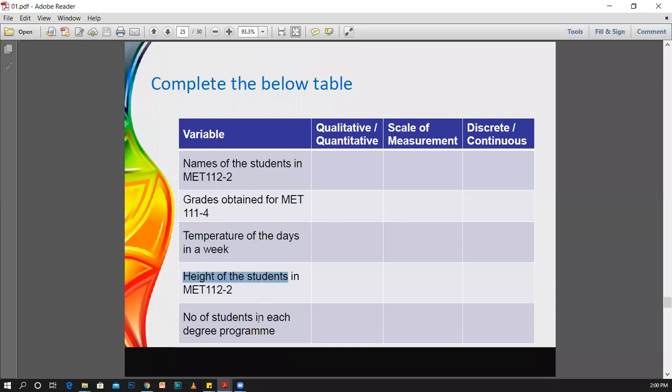Then number of students in each degree program. If you are considering number of students, then you are counting it. Therefore, again, this would be a quantitative variable. Once you are summarizing the answers for these variables, then you will get it in this way.